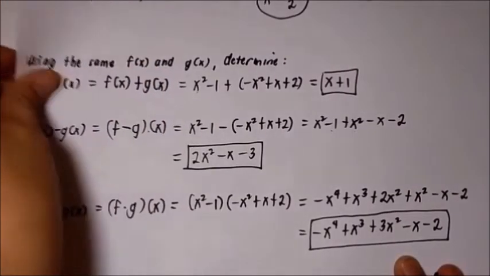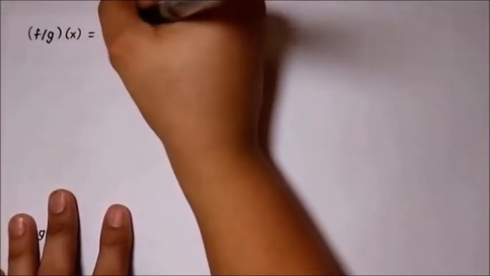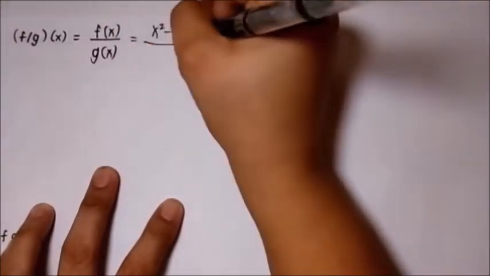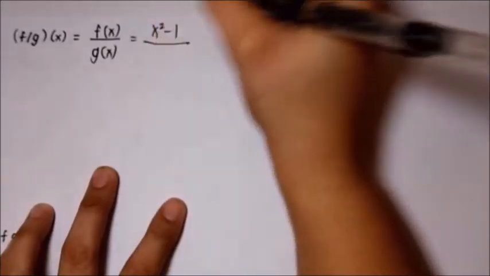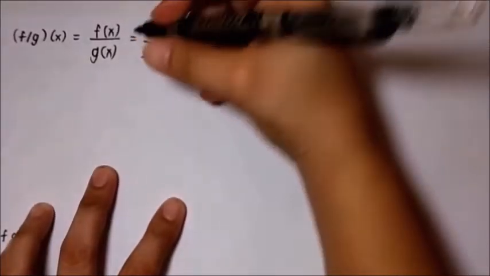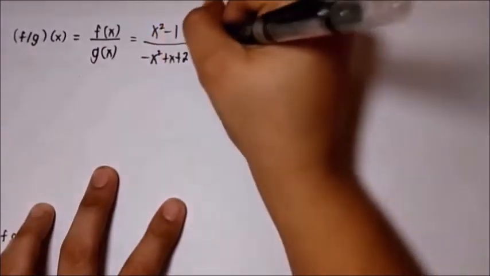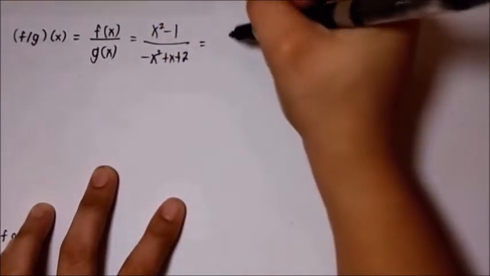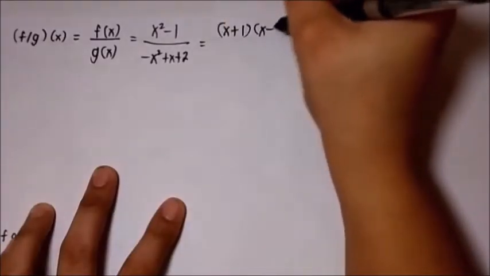One more operation for the functions is the division. So let's now have f over g of x. So which is f of x over g of x. So what would be the value? X squared minus 1 over negative x squared plus x plus 2. We can factor out x squared minus 1. So by x plus 1 and x minus 1.